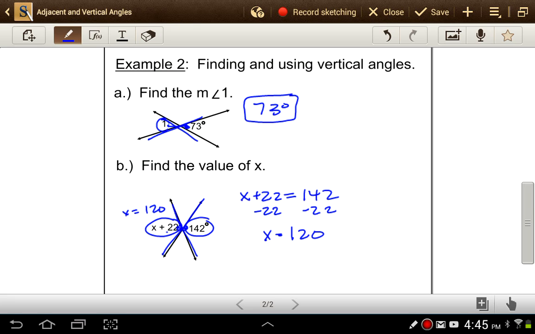Now, if I wanted to know the angle measure, it would be 120 plus 22, which would be 142 degrees. So there's a difference between the angle measure and the value of x. The value of x is what x equals in the problem. The angle measure is what the whole angle equals, which would be that 120 plus 22. So you have to pay attention to what the problem's asking for so you know what you're answering. If you need to go back and watch anything again, go ahead. Otherwise, I'll see you guys later.